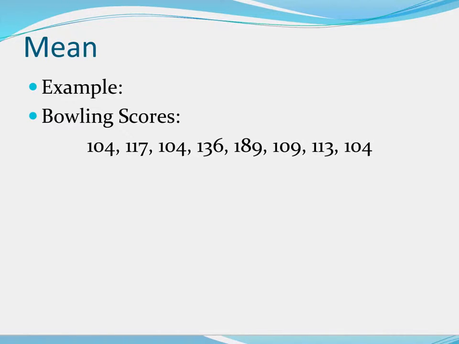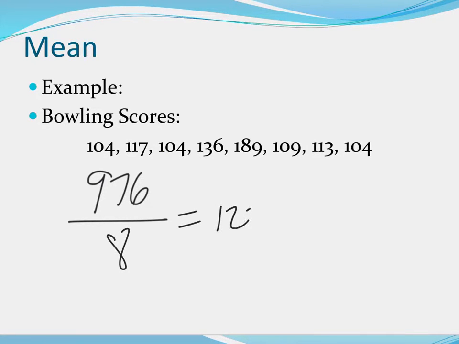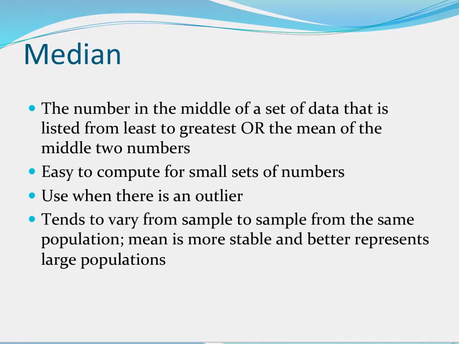It's finding the average. Add all these up. By the way, when you do that, you're going to get 976. You divide that by the number of numbers. So 1, 2, 3, 4, 5, 6, 7, 8. Make sure you did it right. 1, 2, 3, 4, 5, 6, 7, 8. So 976 divided by 8 is 122. That's the mean.